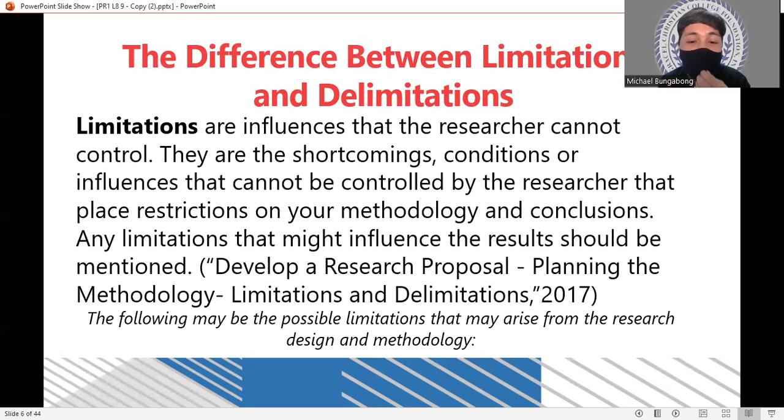So any limitations that might influence the results should be mentioned. So according to Developing a Research Proposal Planning, the methodology limitations, in the year 2017, as part of my sources here. So having said that, when we say limitation, again, I want to reiterate that one more time because I think I haven't explained it well. When we say the limitation, aside from saying that this is something that you cannot control, right?